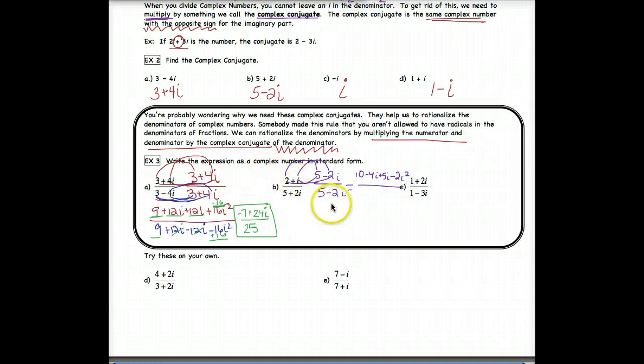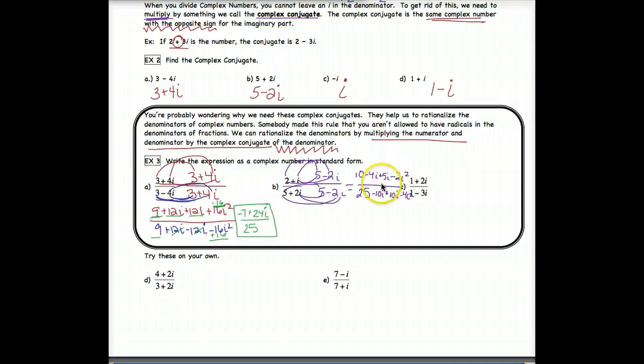On the bottom, also a sum and difference pattern. That's the whole point of the complex conjugate, to get the i's to drop out, so they should be a sum and difference. It should cancel out. So firsts, 5 times 5 is 25. Outsides are negative 10i, insides are positive 10i. Again, if you know that those cancel out, that's fine if you don't want to write them. And the lasts then would be negative 4i squared.